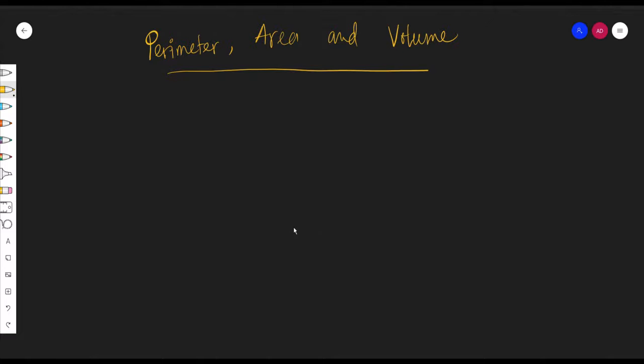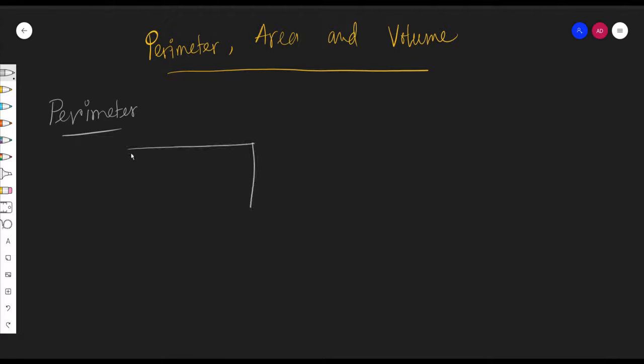Now what is a perimeter? Let's go through these three topics. First we will discuss perimeter. Perimeter means the distance covered by the sides.